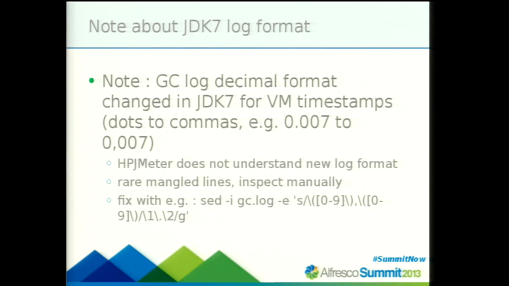That is quite useful, and we'll see an example of that with a customer sample just after. Just a quick note about JDK7. JDK7 changed the default log format. So basically, HPJMeter can't understand them by default, but you can adjust by using, for example, sed or whatever text replacing tool you have, and just change the dots to the commas. Then HPJMeter will be able to parse the log. Sometimes you have a mangled line because, for example, you have some concurrency issue in the JVM. That's not really an issue because you might have 100,000 lines, so if you're missing one, the statistics are still relevant.